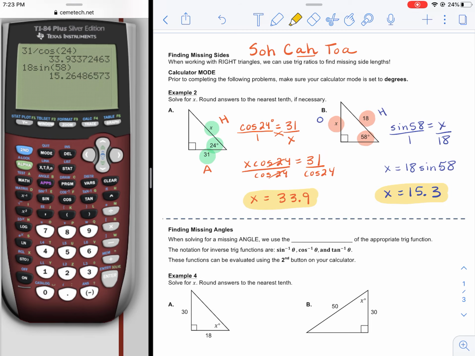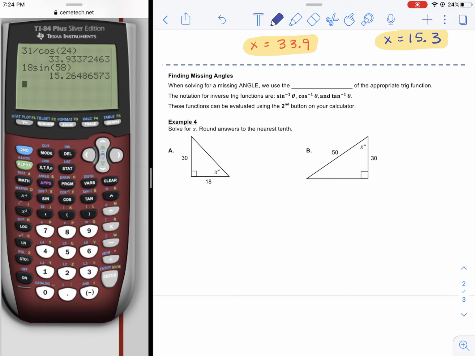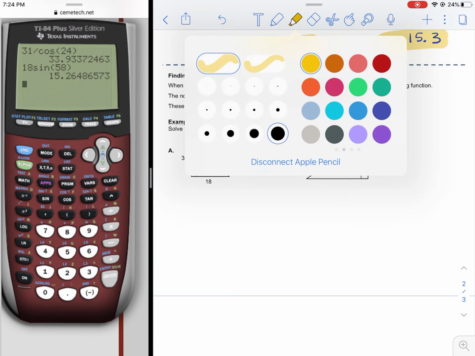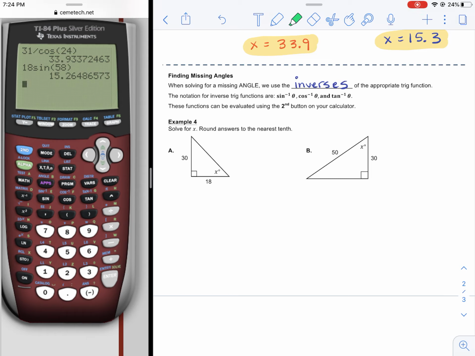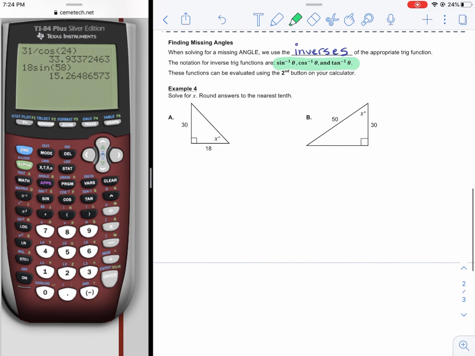Now, in addition, we can use trig to find missing angles. The key is that when you are trying to find a missing angle, we use the inverses of our trig functions. And you might remember from geometry that the notation for the inverse trig functions is sine to the -1, cosine to the -1, and tangent to the -1 of the angle. And these inverse functions are just found using your calculator. So you're going to use the second button on your calculator: second sine, second cosine, second tangent.